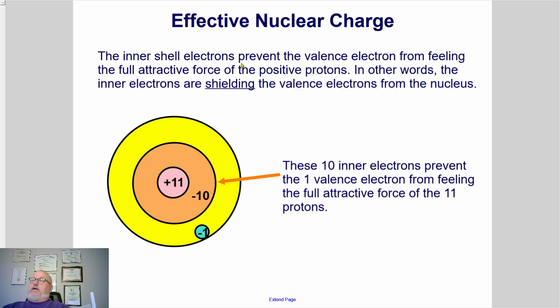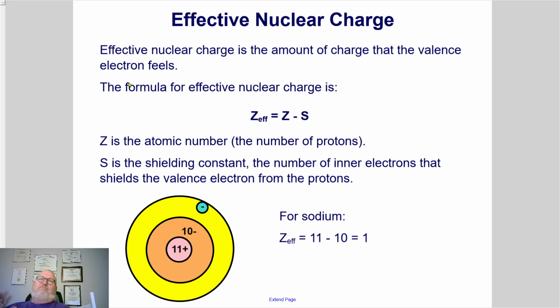Those inner shell electrons keep the valence electron from feeling the full force of all those positive protons. So these are what we call the shielding electrons. We have a little formula for what we call the effective nuclear charge, or the Zeff. The effective nuclear charge is the amount of charge that valence electrons actually feel. The formula for it is Zeff equals Z minus S.